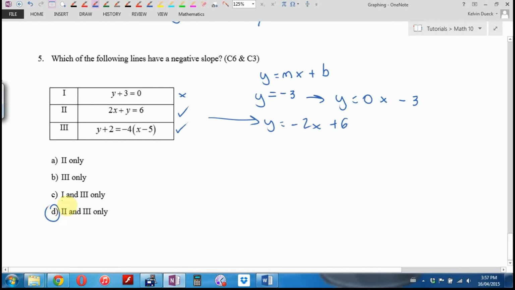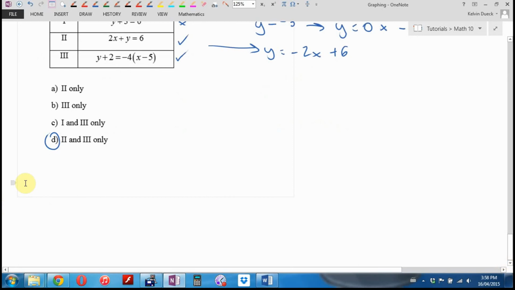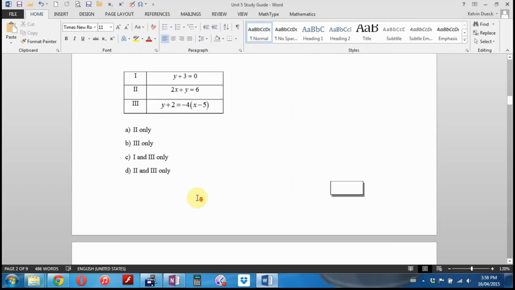Having said that, I hate these questions. 3 questions in one, that's stupid. It dramatically increases the risk of making a mistake. Especially that -3. And they did that on purpose. I know they made sure that when you got the y by itself, you'd have a negative number screaming out at you. It was a cheap move, but I know that, because we stole these from a sample provincial exam. Let's keep going.